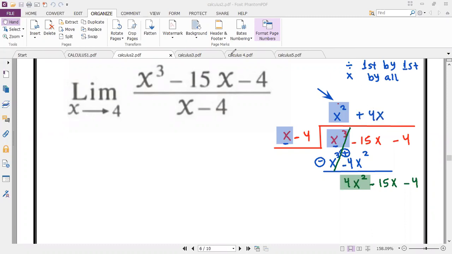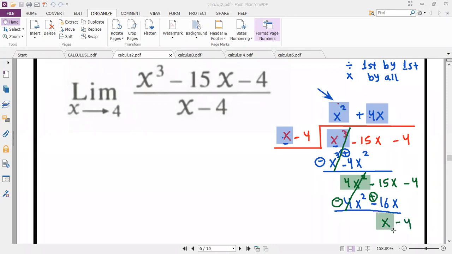Then multiply what you have got here by all terms of the divisor. So 4x multiplied by x is going to be 4x squared, and 4x multiplied by -4 is negative 16x. Then subtract, change the signs. So this one is going to be negative here, and this one is going to be positive. Cancel them out. And negative 15x plus 16x is x here. And drop -4.